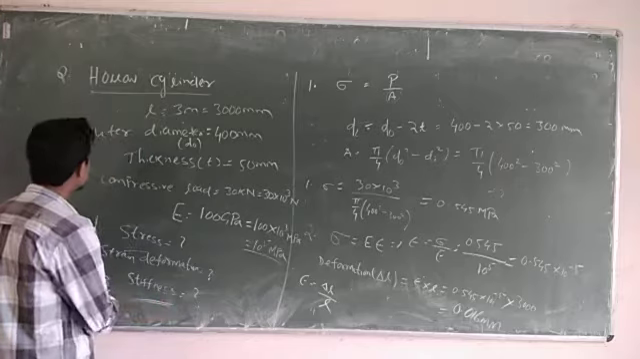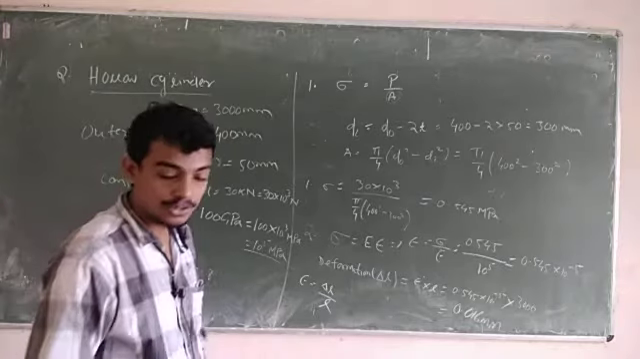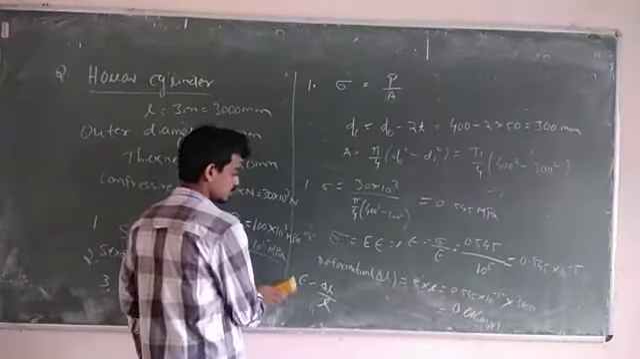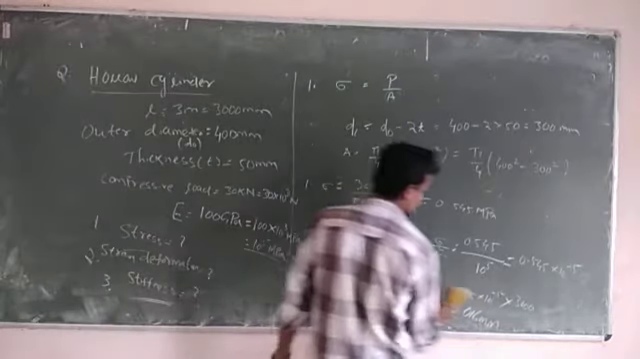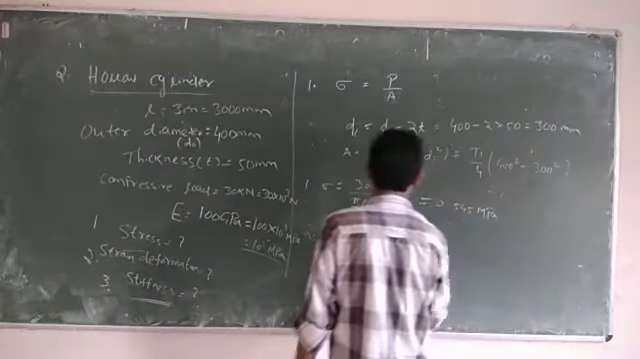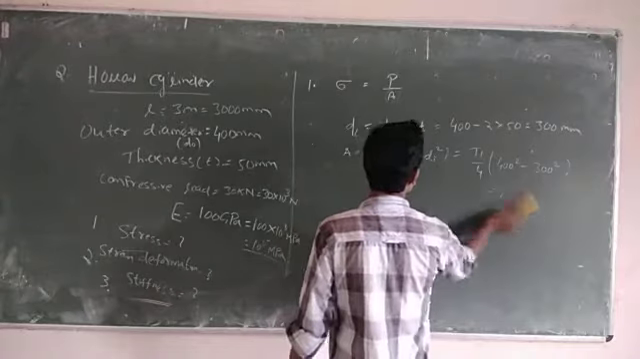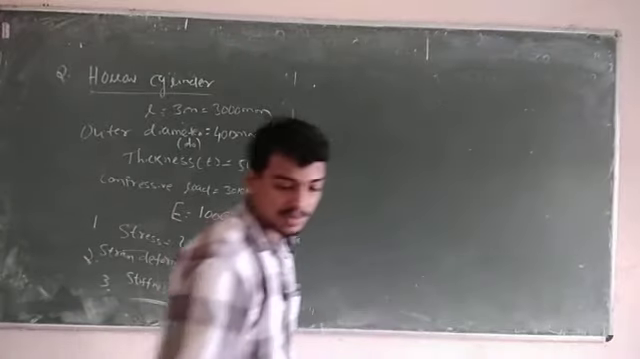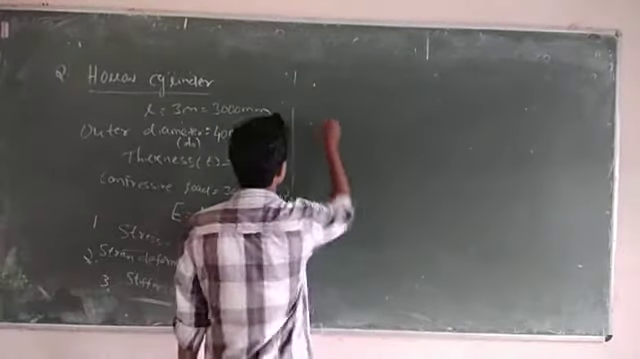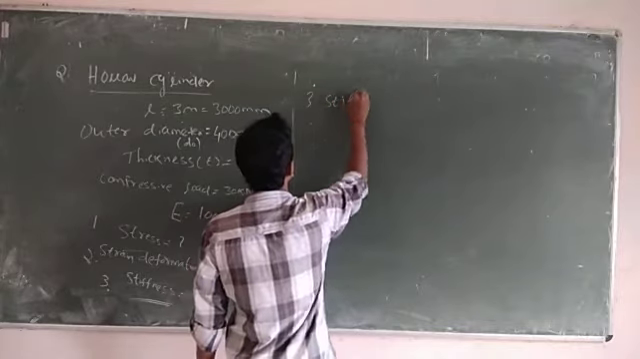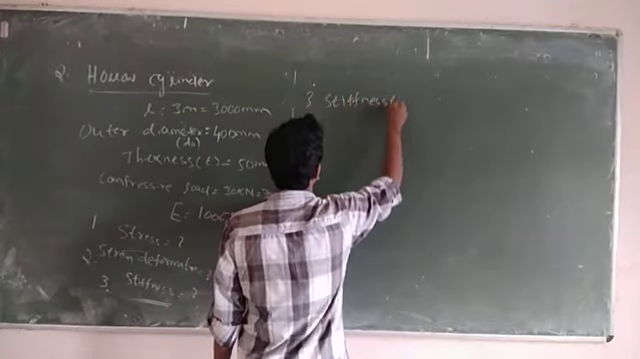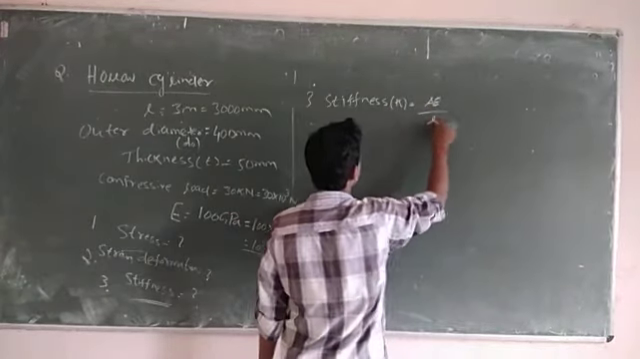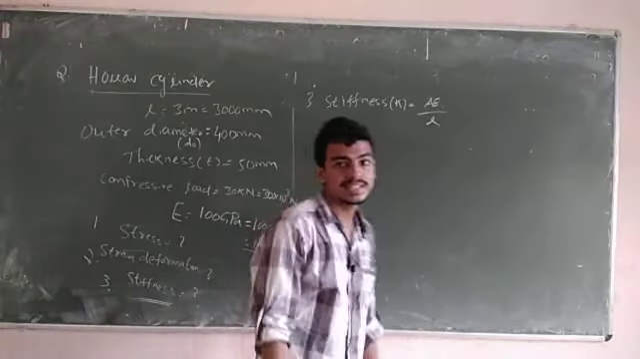Now we are moving to stiffness. So how to find out stiffness? Note it down. So what is the formula of stiffness? That is the third one. Stiffness K. The formula is already derived in the previous class. That is AE by L.